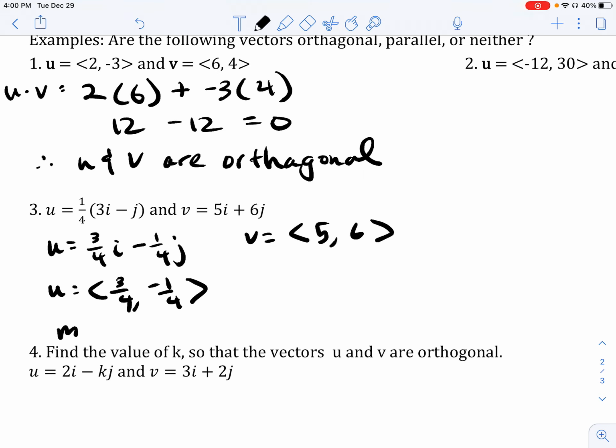So if I look at the slope of u, that would simply be negative 1/4 divided by 3/4, or times its reciprocal, times 4 over 3. I should probably make that negative.